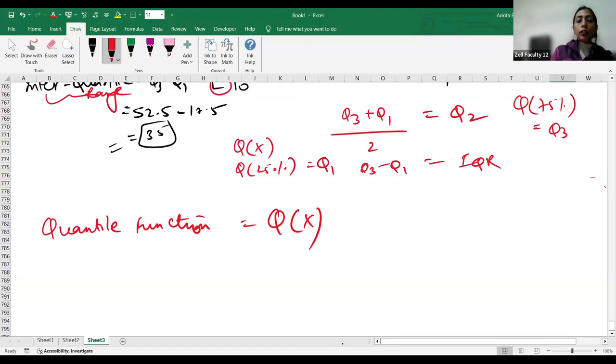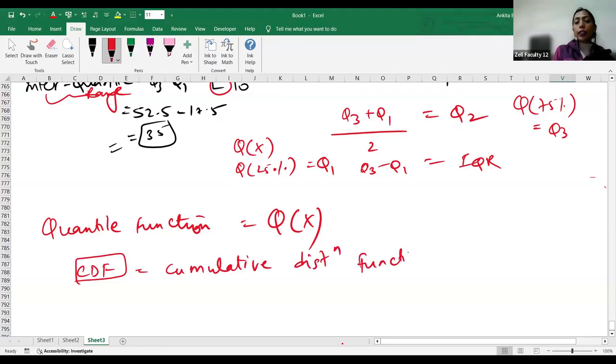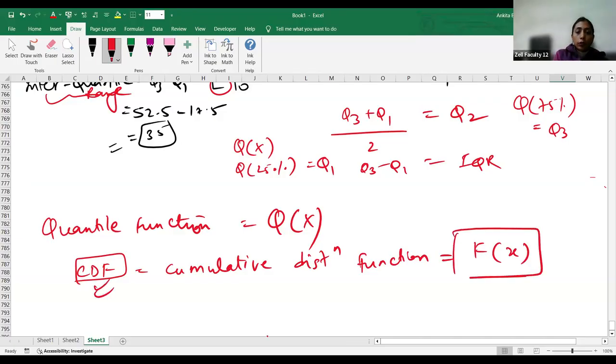And then you have a CDF function. CDF full form is cumulative distribution function. The cumulative distribution function is the function which I told you already, f of x. This is cumulative distribution function.